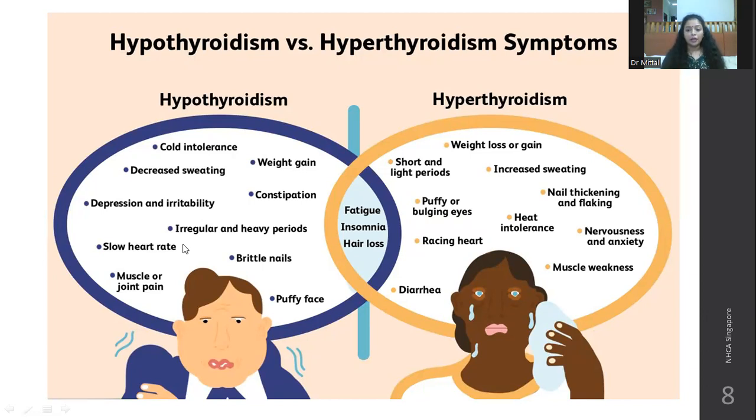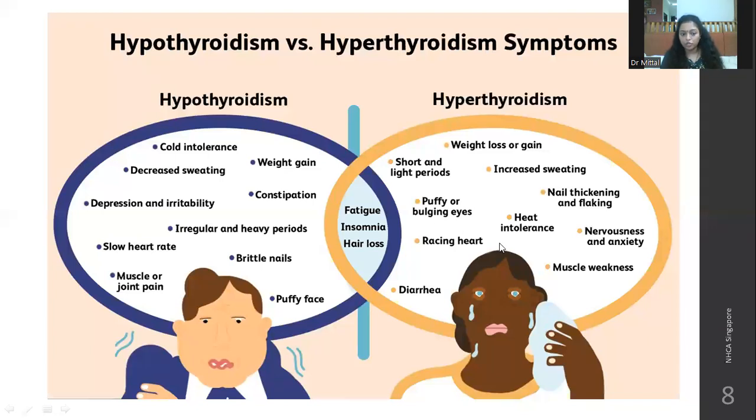Coming to hyperthyroidism, overproduced thyroid hormones: weight loss, and in specific cases weight gain is also seen because of lifestyle choices. Short and very light periods, puffy face and bulging eyes, increased sweating, and they cannot tolerate heat at all. Nail thickening and flaking, heat intolerance, and racing heart, because the cardiac output is much more.